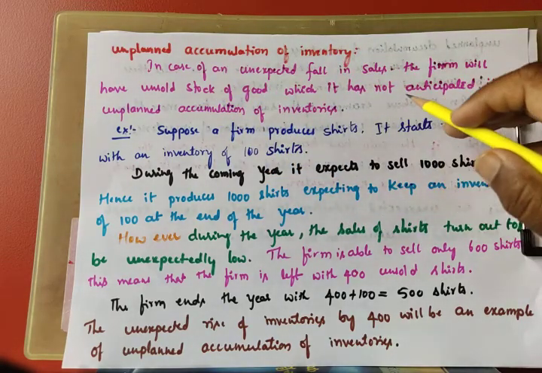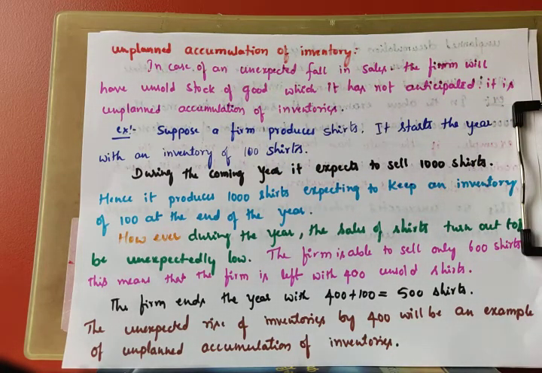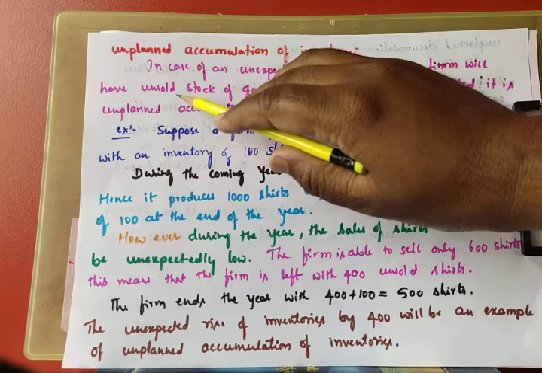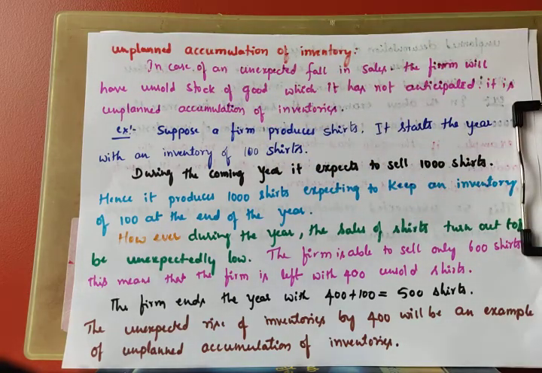Okay, so it has not anticipated. Before, they did not expect this, so they did not anticipate it. There is no imagination of what will happen further, so that's why they did not forecast. So what happened? Unexpectedly there is a fall in sales. That time the firm will have unsold stock of goods, which it has not anticipated. So that we can explain with the help of an example.